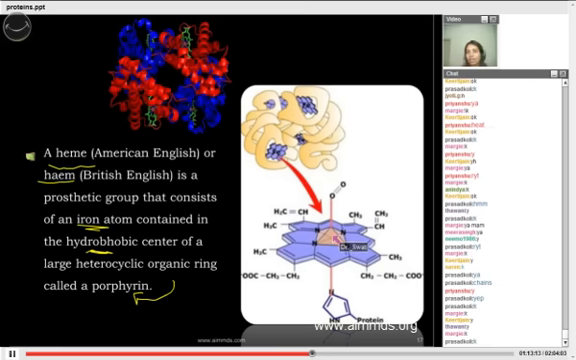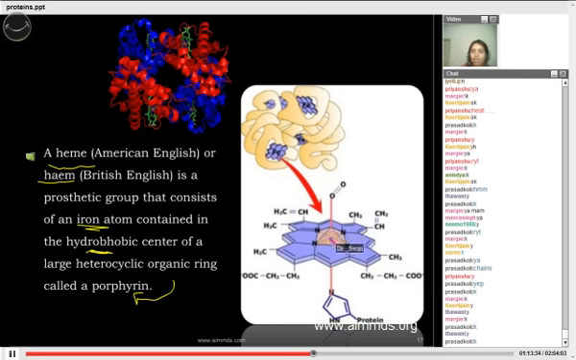In the porphyrin ring, in the center you have a hydrophobic pocket. There is an MCQ on that. A hydrophobic pocket of the porphyrin ring contains iron. Anybody has come across that? You will come across that in biochemistry somewhere. Okay? So this hydrophobic pocket contains iron.